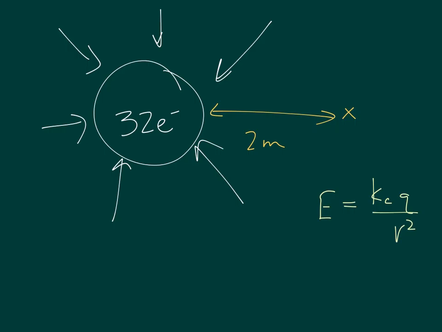Kc is given. The issue here would be what is Q, but now that we've gone over this, we should be able to figure out Q right away. Well, Q is simply 32 electrons. So 32 electrons. That's Q. 32 times what an electron is. That's what Q would be in this problem.